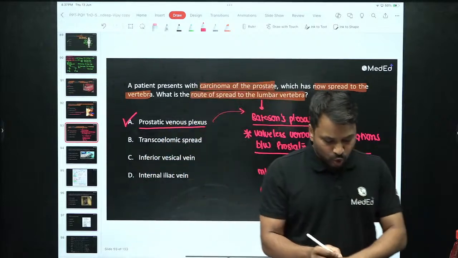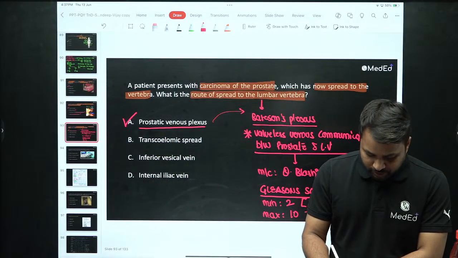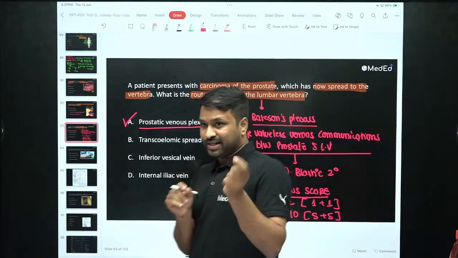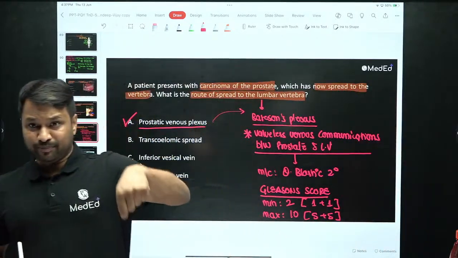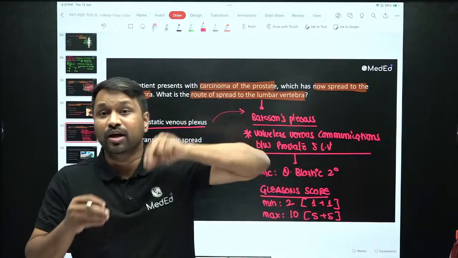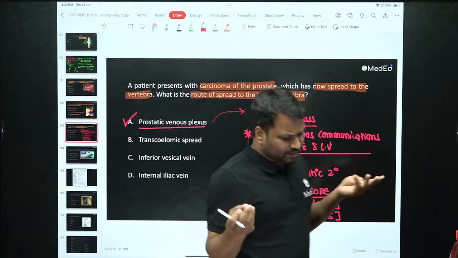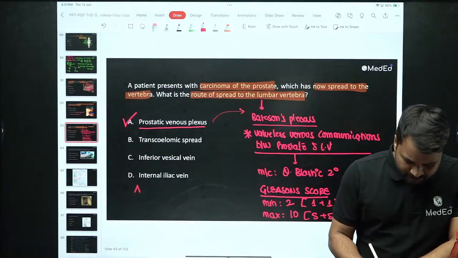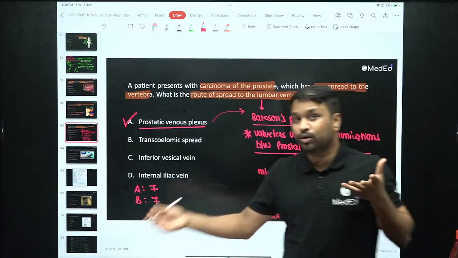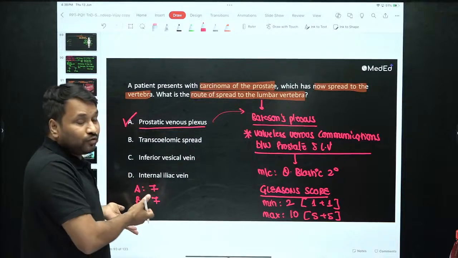Gleason's cannot be written as a whole number because you should always write 1 plus 1, or it is going to be 5 plus 5, because the primary grading is done between 1 to 5, and the secondary is between 1 to 5. So we always write the primary grade first, the secondary grade later. Let's say that I give you classical examples. If I have a patient A with a Gleason score of 7 and a patient B with a Gleason score of 7, who is going to have a poorer prognosis?